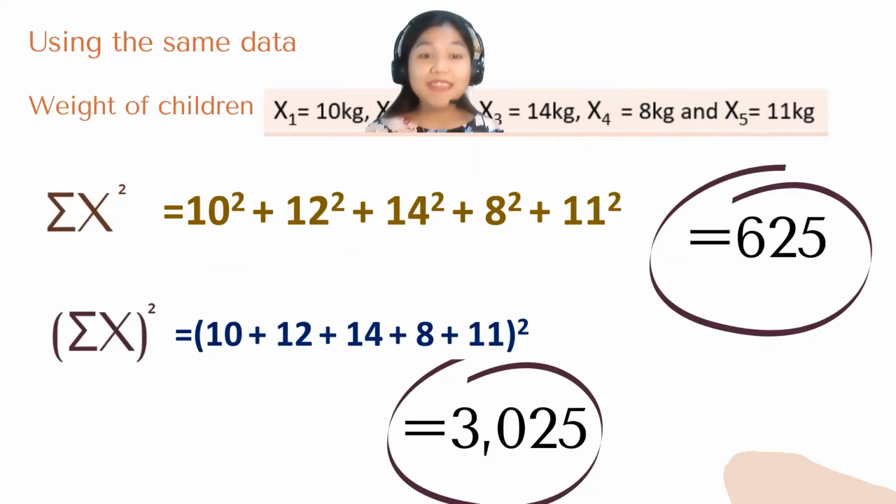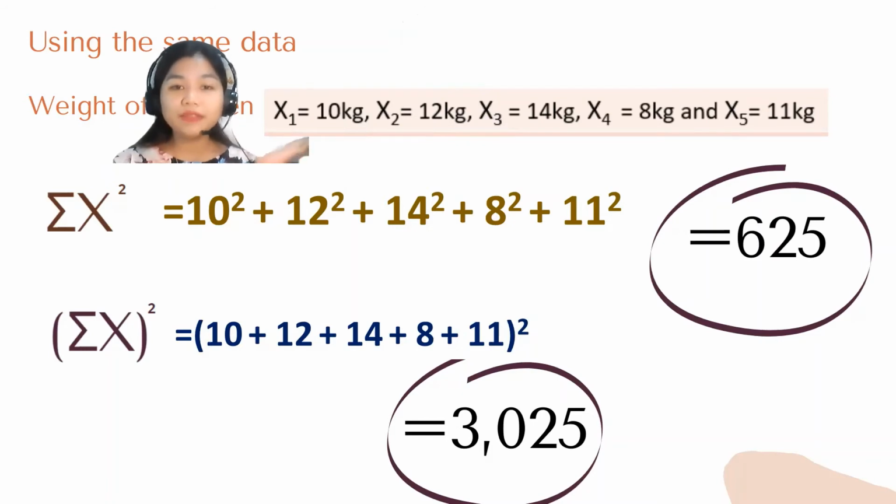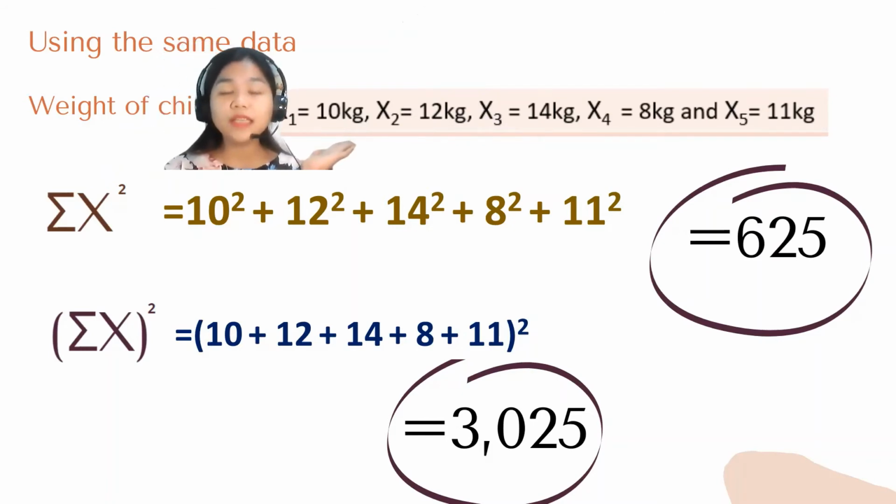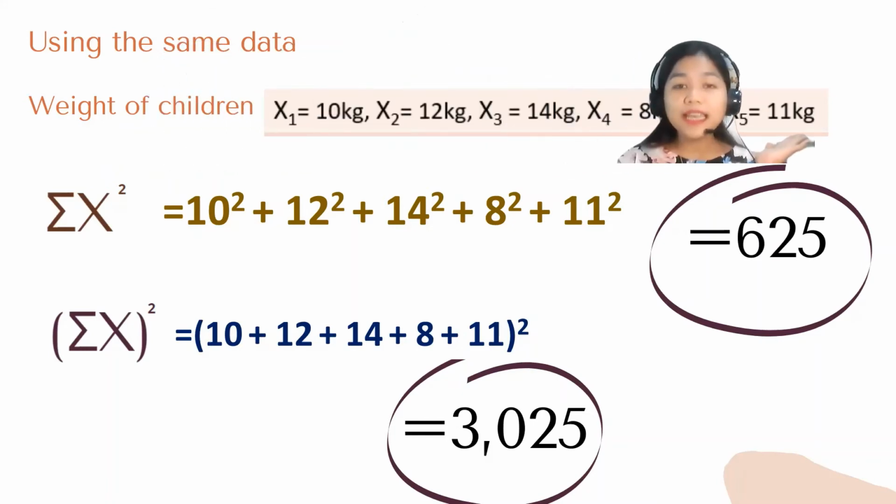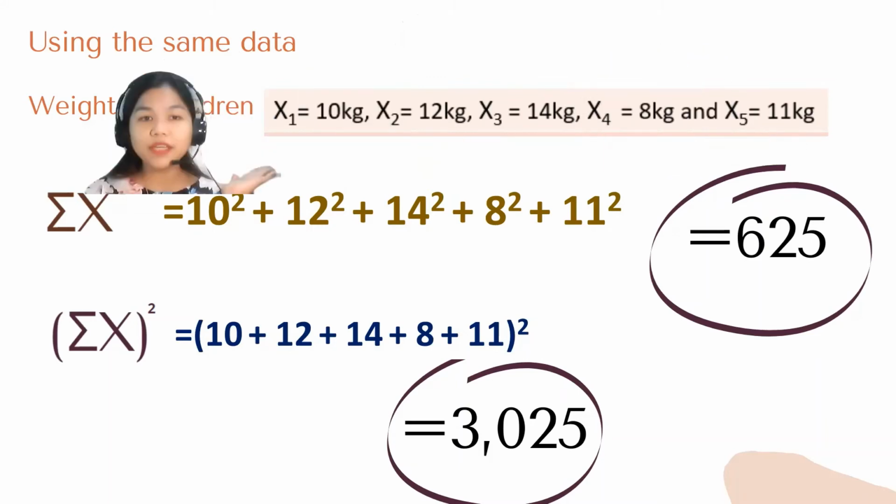Now, using the same data set that we used earlier in our problem set, we are going to compute for the sum of the squares and the square of the sum. So we have learned that we have here the weights of the 5 children. So the first child is 10 kilograms until the last child or the fifth child, which is 11 kilograms.